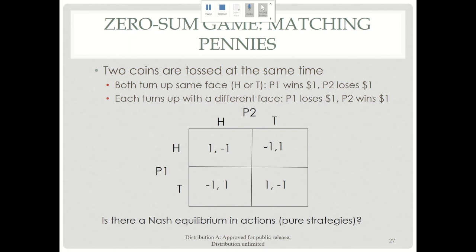What that means is, in a zero-sum game, the gain of one player comes at the expense of loss of its opponent. So the statement of the game goes like this. Two coins are tossed at the same time. If both turn up the same face, either heads or tails, then player 1 wins $1 and player 2 loses $1. On the other hand, if each turns up with a different face, then player 1 loses $1, whereas player 2 wins $1.